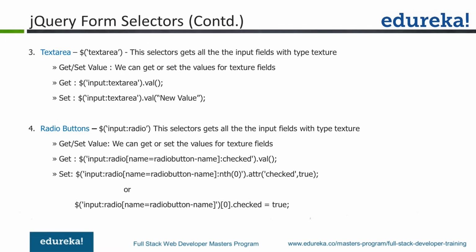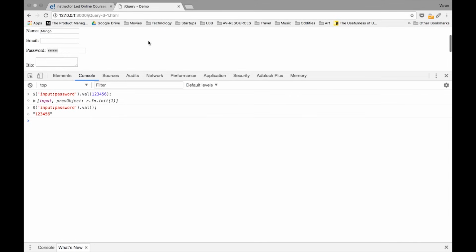Same is the case as text area. So you just need to get the value using input colon text area, and you can set it just by passing the value. Next, let's cover the radio buttons. These are quite interesting. So I have two radio buttons here.